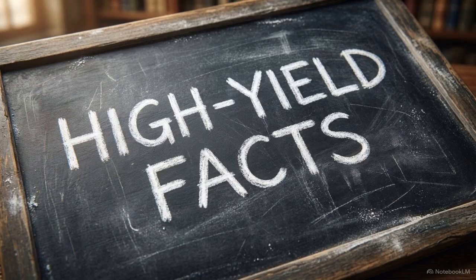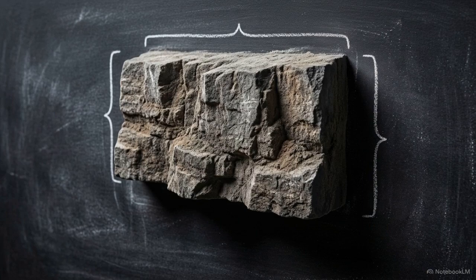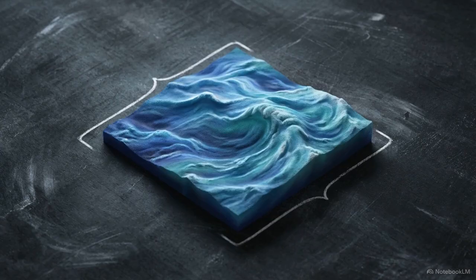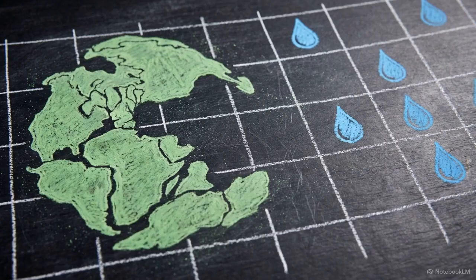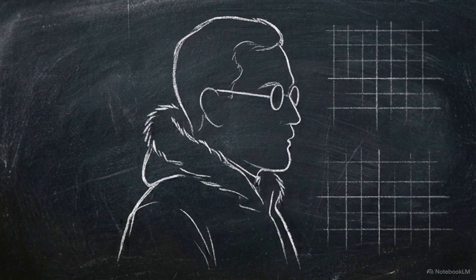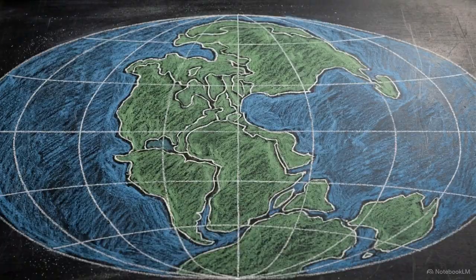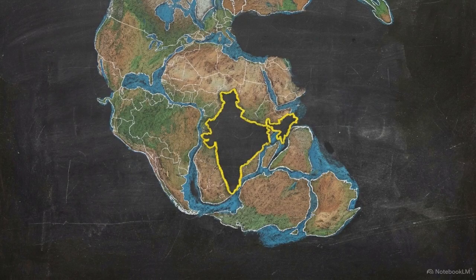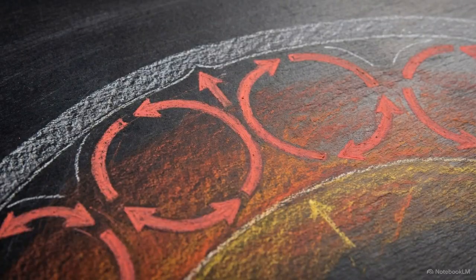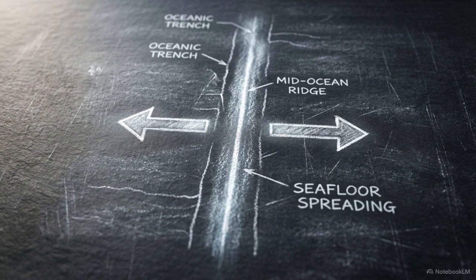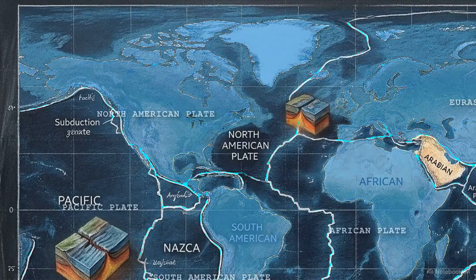Review the high-yield facts. The Earth is 29% lithosphere and 71% hydrosphere, with 7 continents and 5 oceans. Wegener proposed continental drift in 1912. Pangaea was surrounded by Panthalassa. India originated in Gondwanaland. Arthur Holmes proposed mantle convection to explain the movement, which Harry Hess confirmed in 1961 with seafloor spreading. The lithosphere is broken into 7 major plates and minor plates like the Nazca and Arabian.